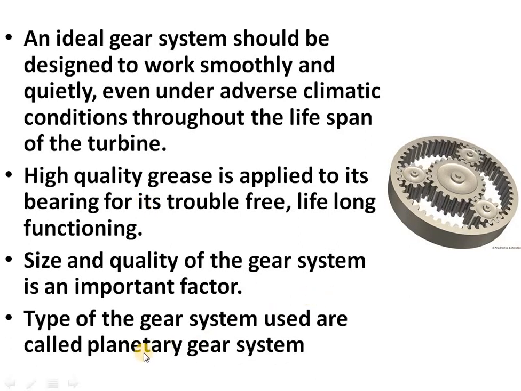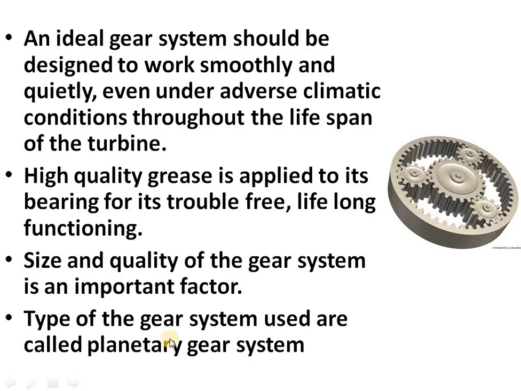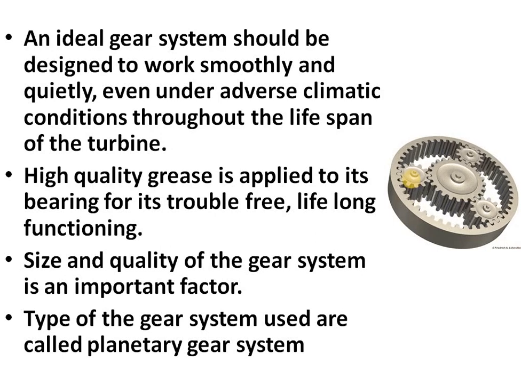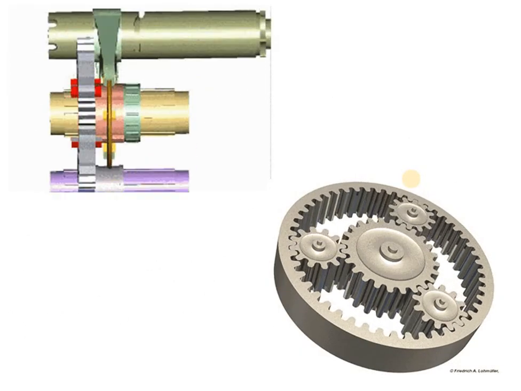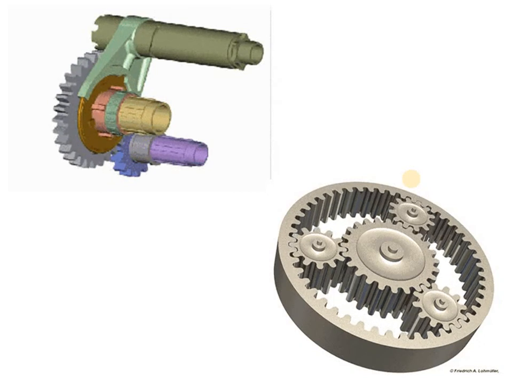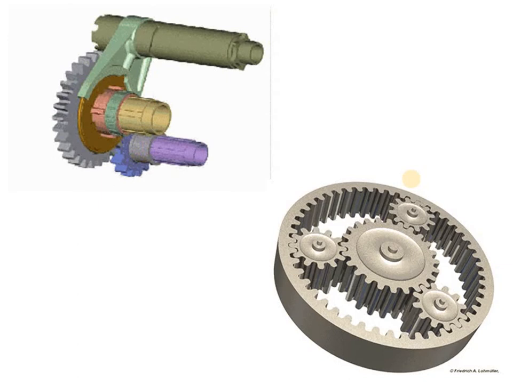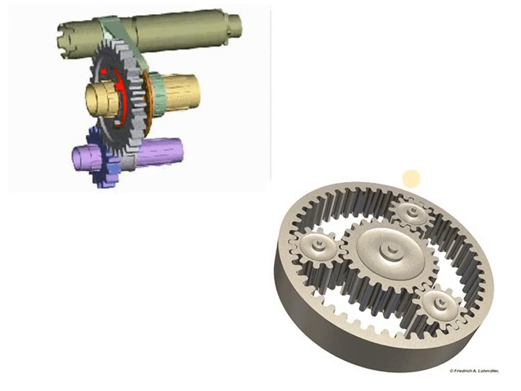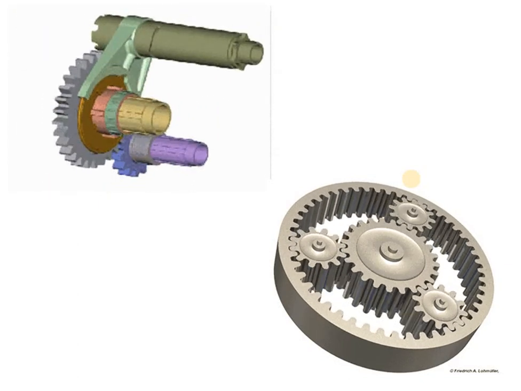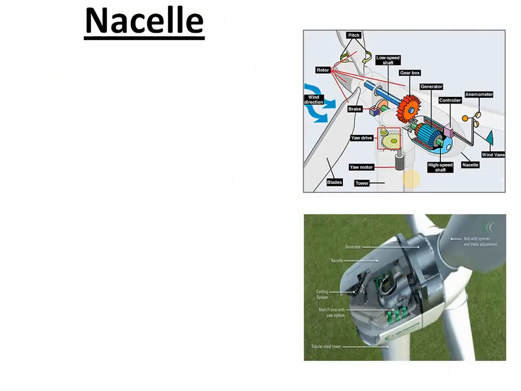Usually what are called planetary gear systems are used. These are called the planetary gear system. The rotation of the rotor is given here, and these are connected to the generator, so they produce the requisite rotational speed. A clearer diagram, an animation, is shown here. This will give you an idea about what is happening inside a gearbox. Hope the idea is clear.